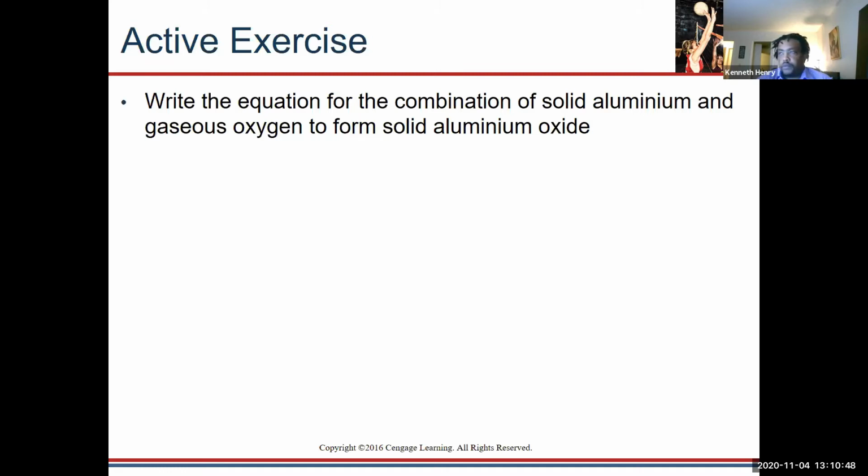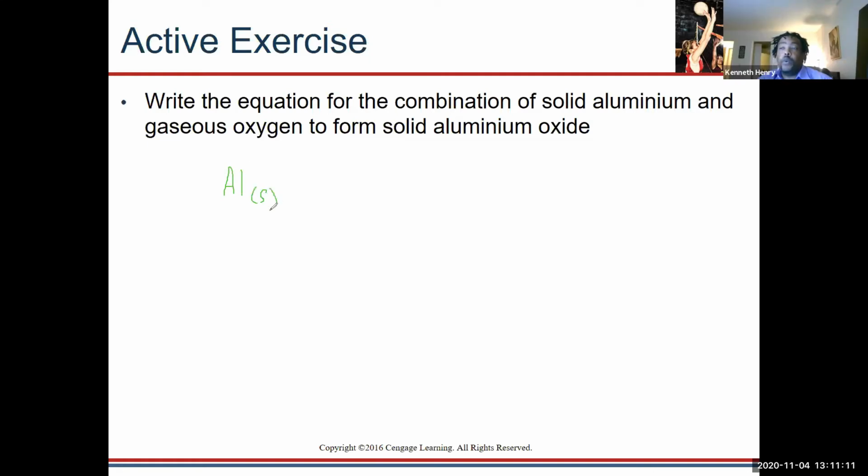Are we going to write the chemical formula for solid aluminum? Okay, what is the chemical formula for solid aluminum? Give me a second. Would it be Al parenthesis S? That is correct.